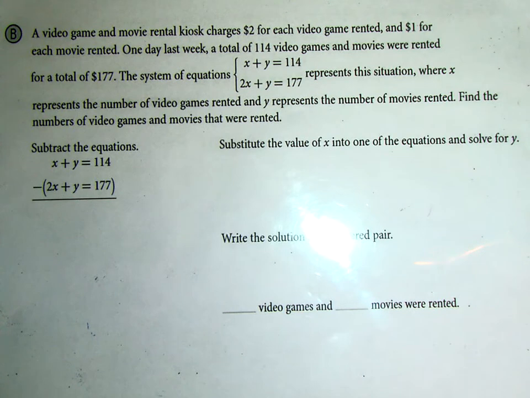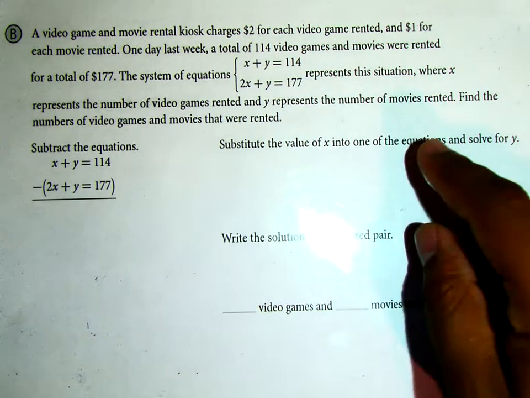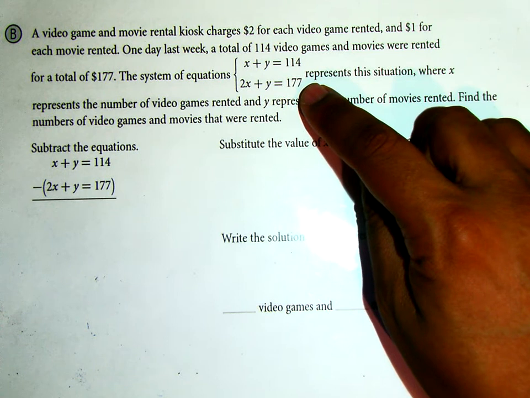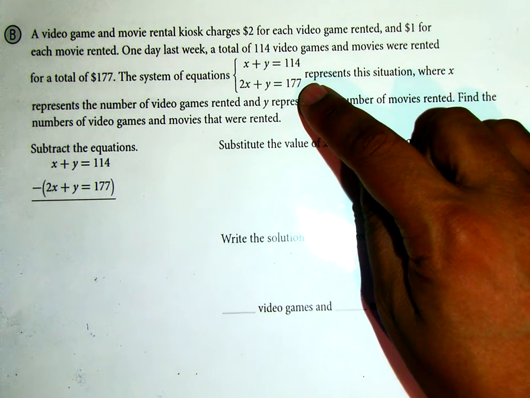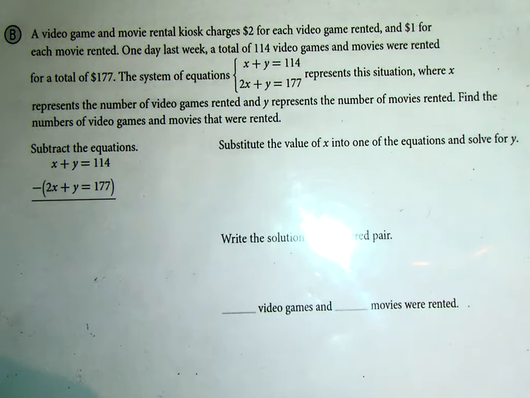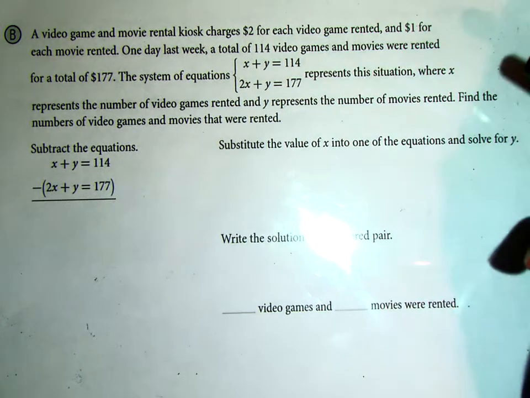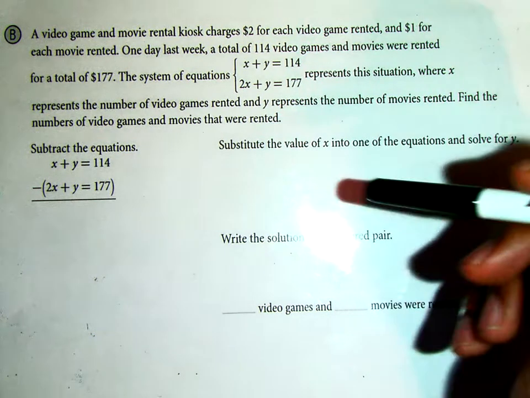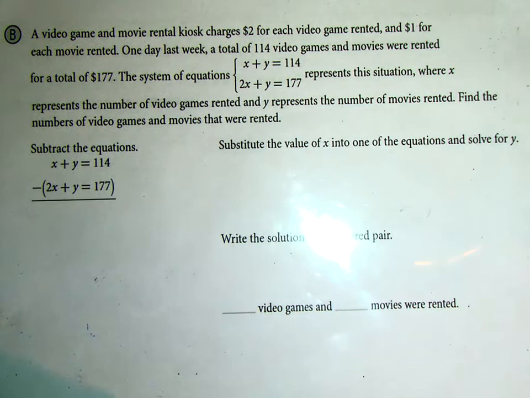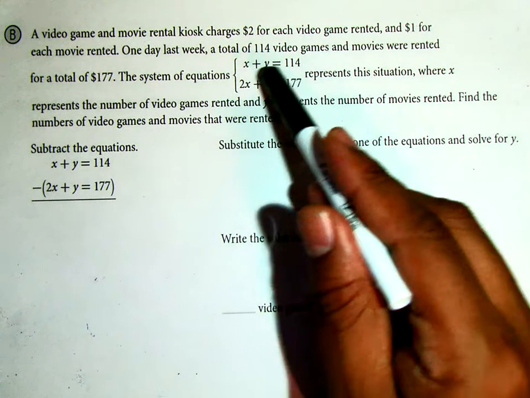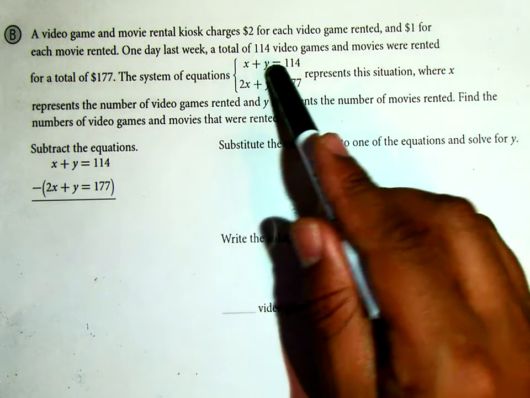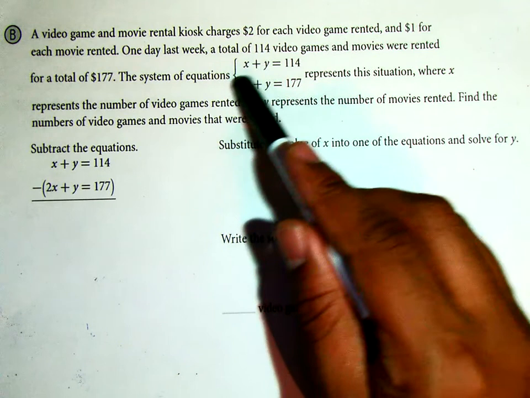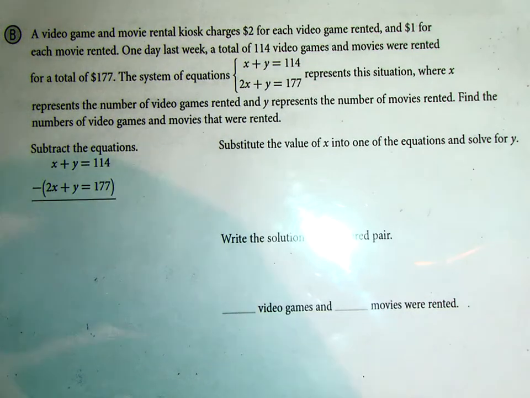All right, so in this particular scenario, they went ahead and gave you the two equations for your system of equations here. But I think it's important to understand how they came up with that. So you got two totals here. You got the total of video games and movies rented, and the total of how much money was made. So if the video games are x and the movies is y, you add those, you get 114. You don't know how many is x and how many is y, but you know if you add them together, it'll be 114 total rented.